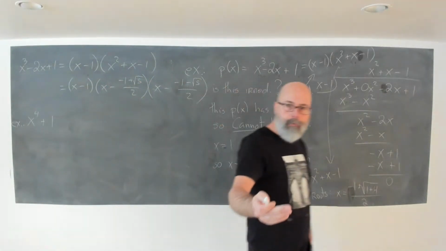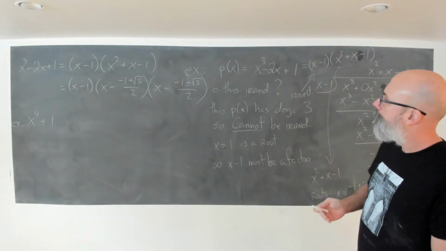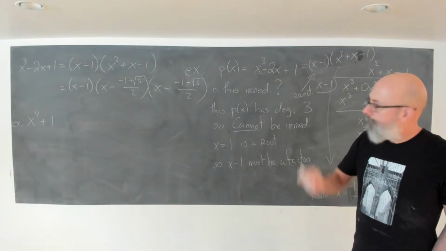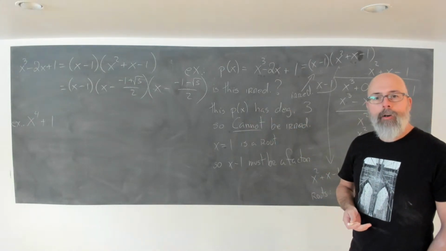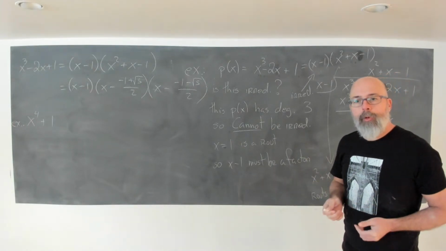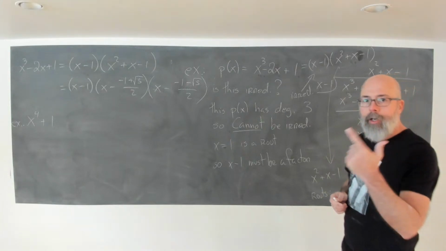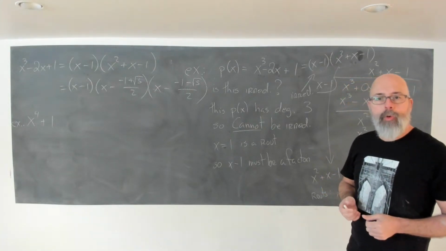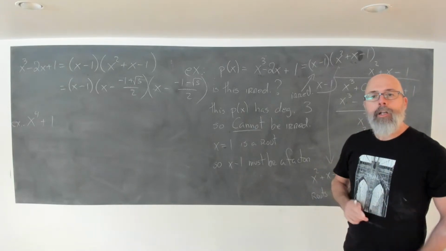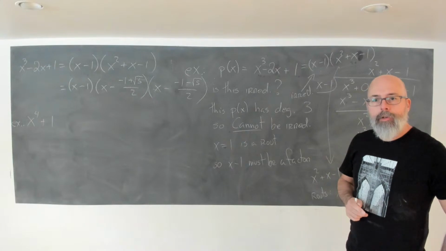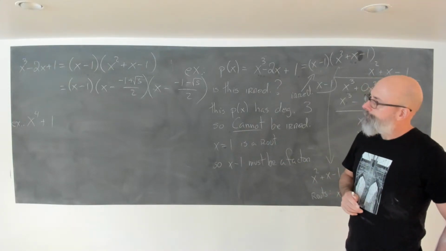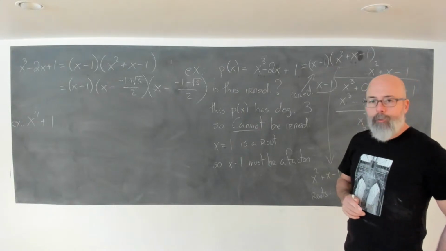Is this irreducible? The answer is no. This is a polynomial of degree 4, so it cannot be irreducible. The only irreducible polynomials are polynomials of degree 1 or polynomials of degree 2 with no real roots. This is a polynomial of degree 4. It has to reduce. It has to factor as a product of polynomials of lesser degree.